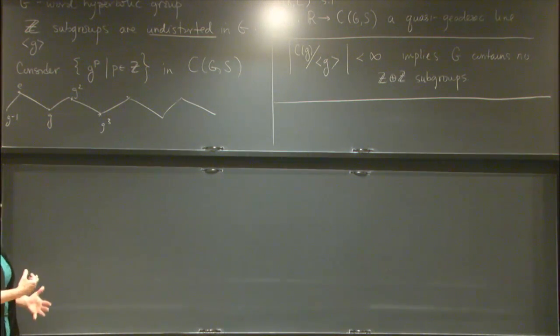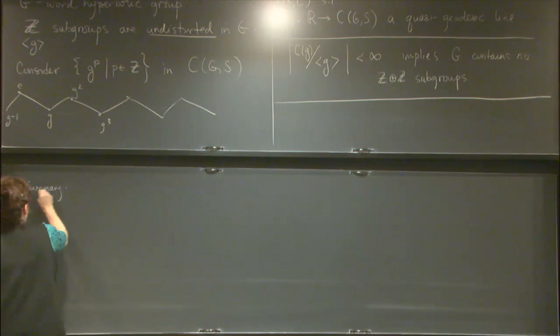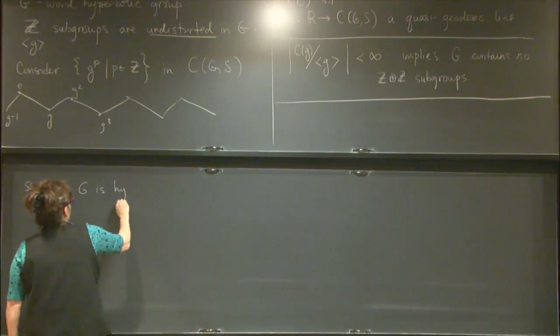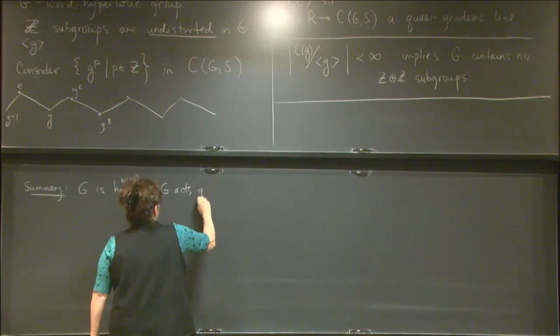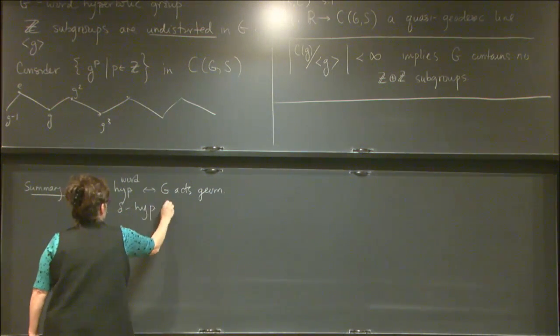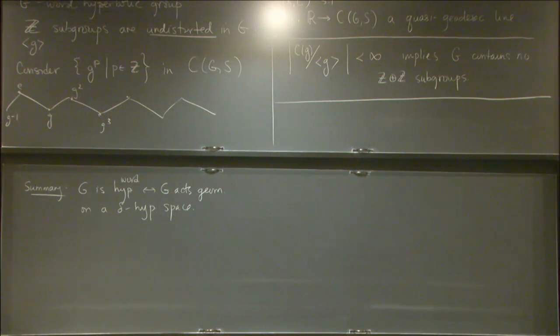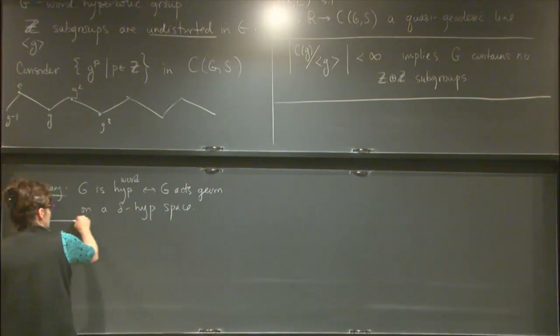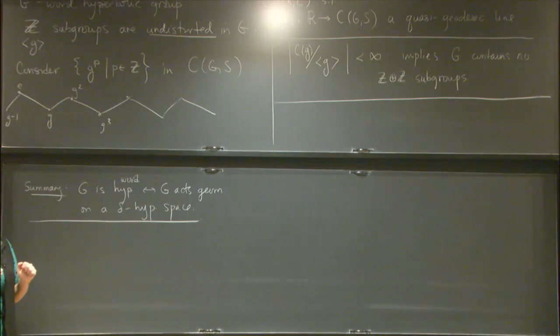Okay, so remember, for hyperbolic groups, one of the summary statements I put up yesterday was that G is word hyperbolic if and only if G acts geometrically on a delta hyperbolic space. That was kind of the crux of all the things that were discussed yesterday and even in Olga's talk. And what we'd like to do is just replace the word delta hyperbolic with the appropriate notion of non-positive curvature. That would be great if we could do that.